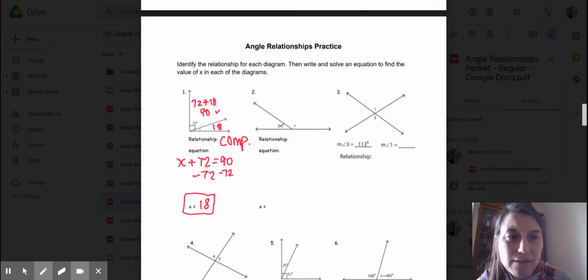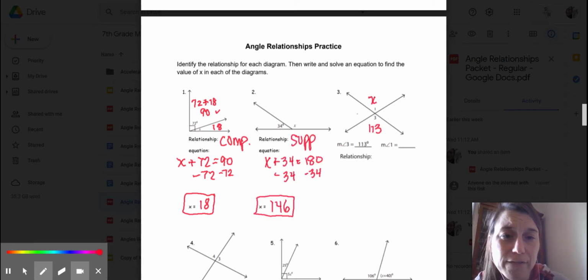I'm going to pause this video now and show you the solutions. As you do, you're going to pause the video and do 2 and 3, and then you can turn it back on and you'll see my solutions for those.